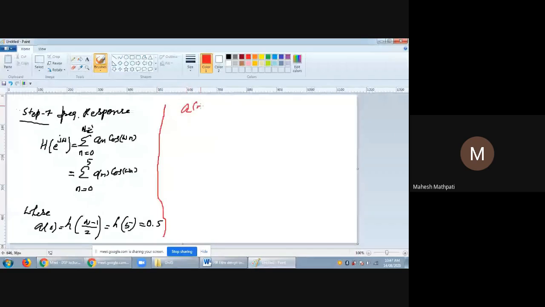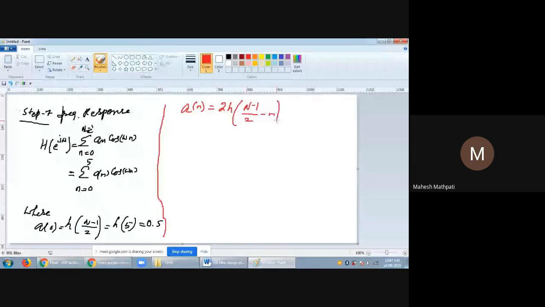Any problem or any confusion to understand this? No, sir. How is it? A of n equals 2h of (n minus 1) by 2 minus n. Okay.